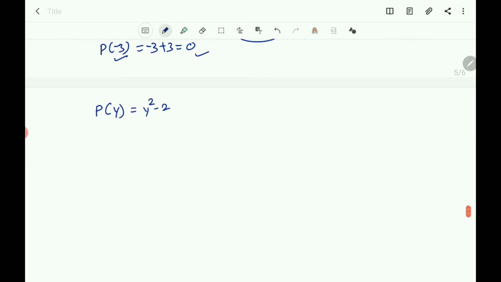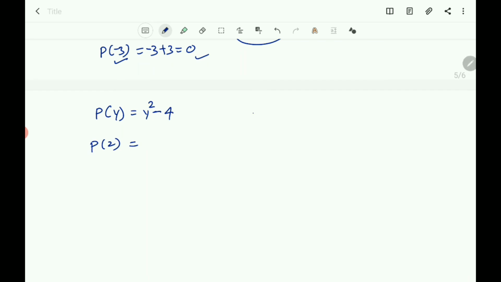Now, take one more example. p of y equals y square minus 4. Now take y equals 2 or minus 2. So p of 2 becomes 2 square minus 4, that is 4 minus 4, which equals 0. So y equals 2 is a root of the polynomial p of y equals y square minus 4, because p of 2 is 0.